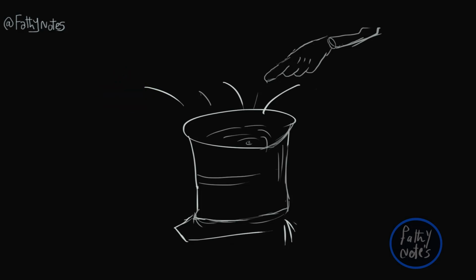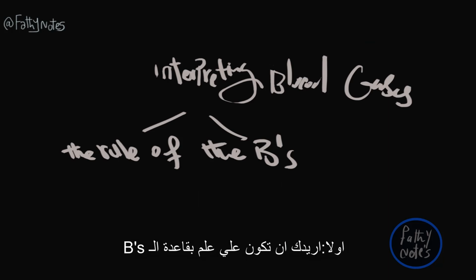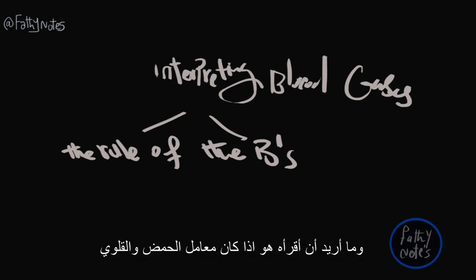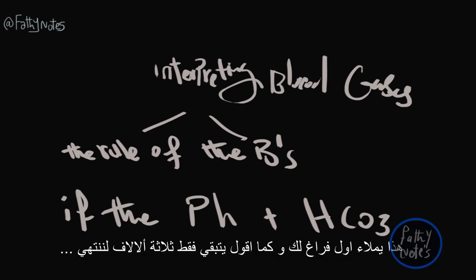Interpreting blood gases, the first thing I suggest you memorize is the rule of the bees. Do you see it there? The rule of the bees. And what I want you to do is fill in here. It says, if the pH. That fills your first blank in. And as I say, there's only 3,000 to go.